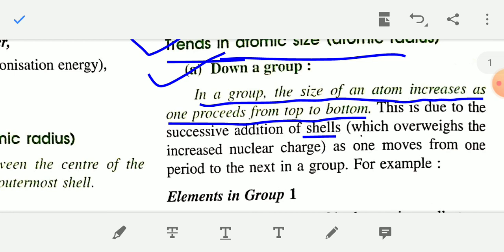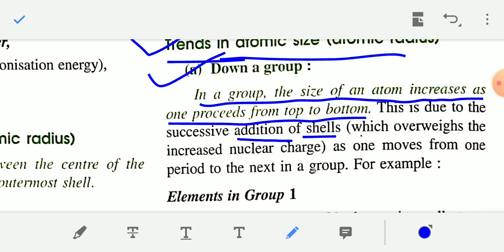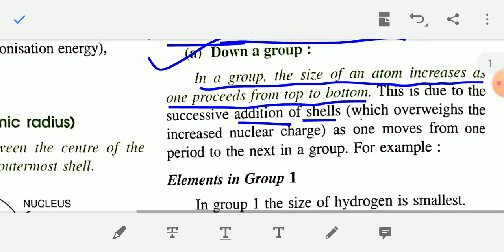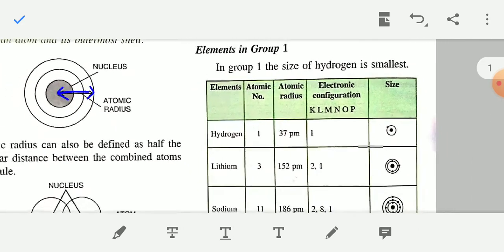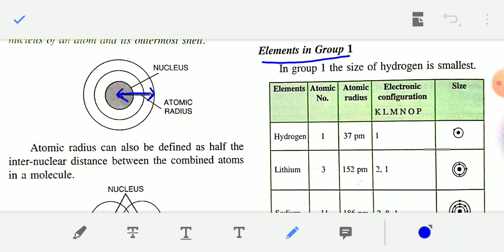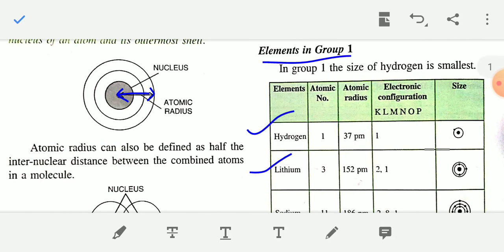Okay, so in a group, the size of an atom increases as one proceeds from top to bottom, and this is due to successive addition of shells as one moves from one period to the next period in a group. For example, in case of group 1, the elements are hydrogen, lithium, sodium, potassium, rubidium, cesium, francium. These are group 1 elements.